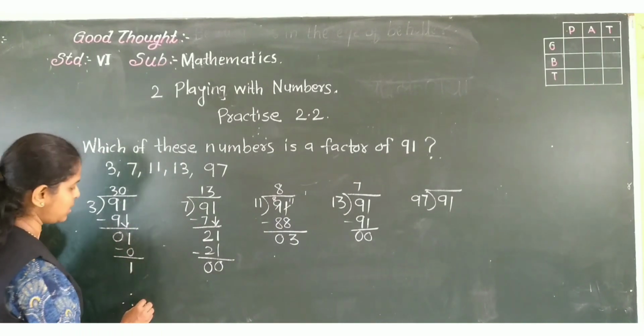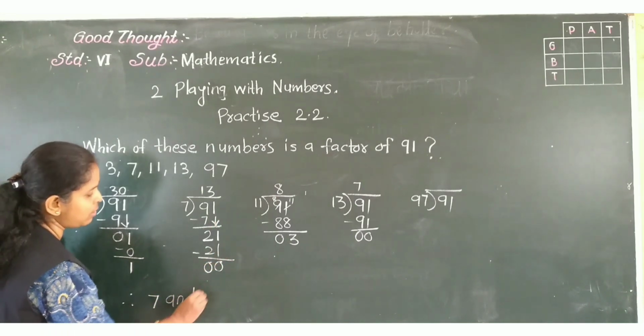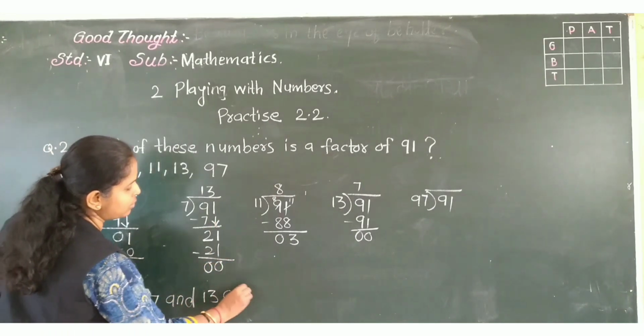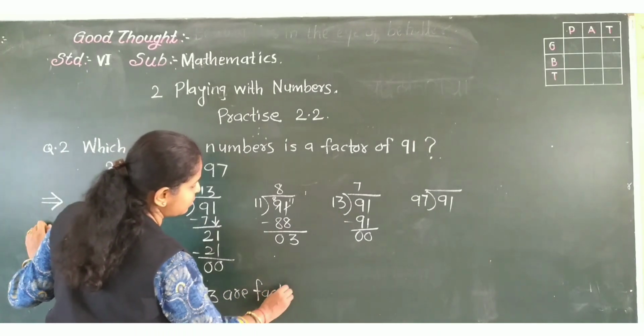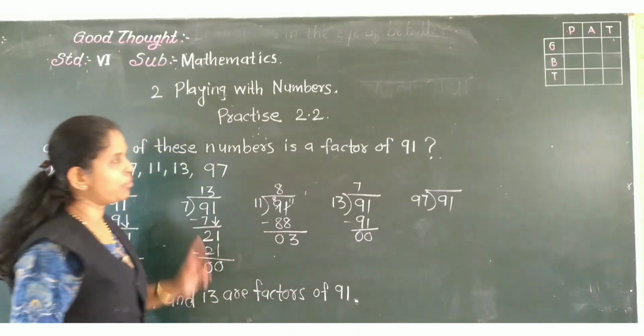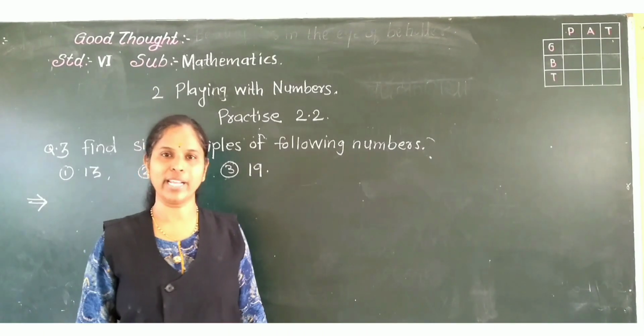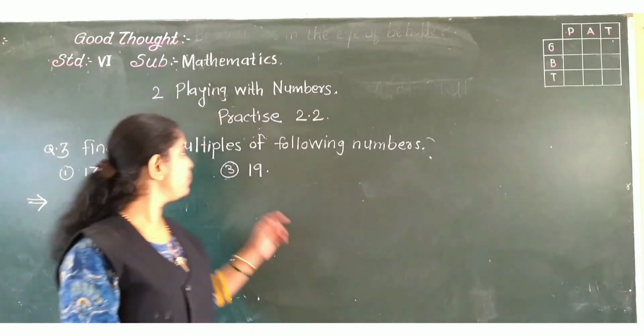Which of these numbers? 7 and 13 are factors of 91 from the given numbers. Correct? Now next is question number 3.